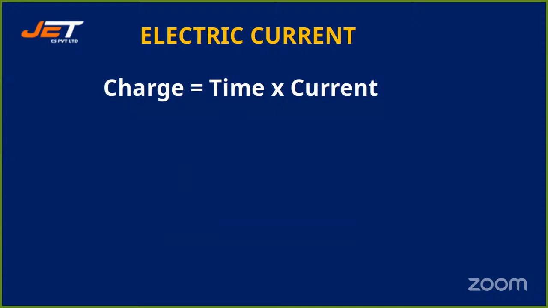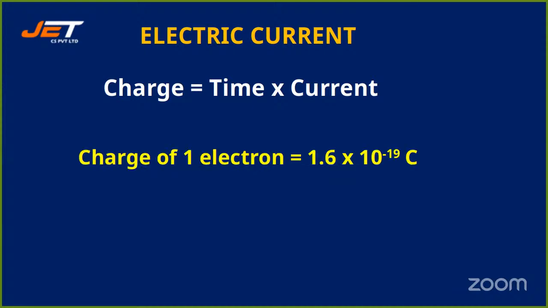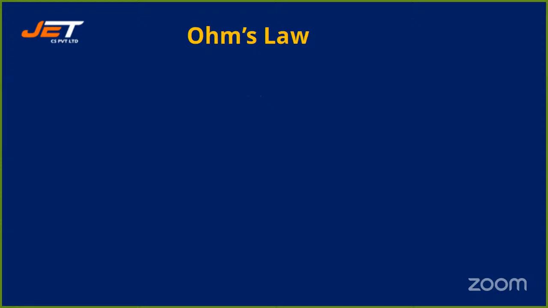Moving on. Like I have defined, current is charge per unit time. You can rearrange the terms to get charge: charge is basically time into current. So what is the charge of one electron? It is 1.6 into 10 power minus 19 coulombs.